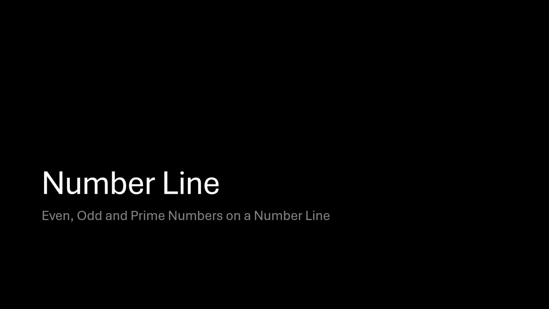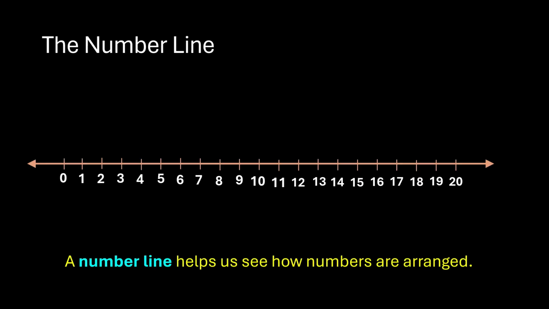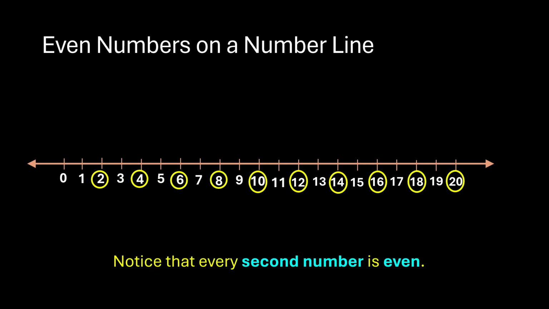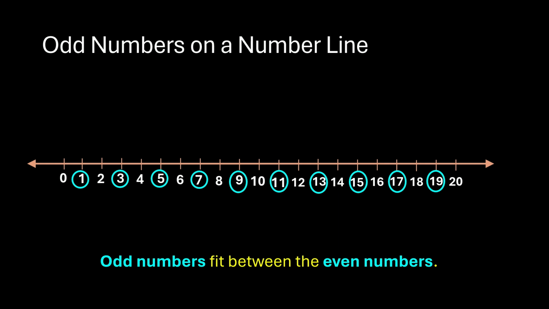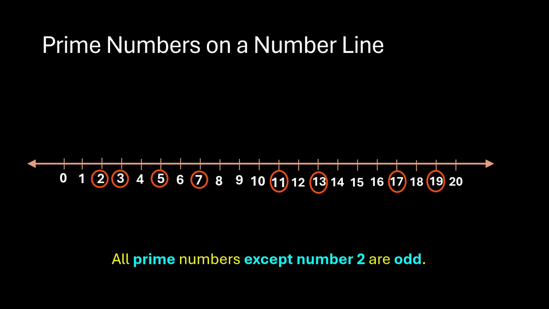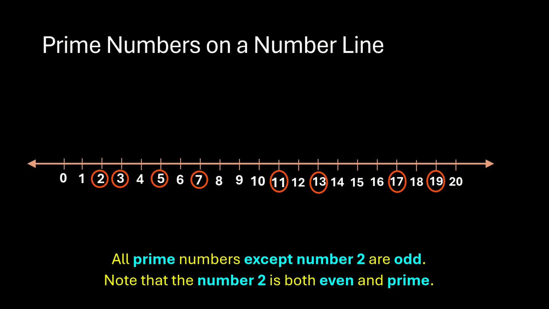We're now going to take a look at even, odd and prime numbers on a number line. A number line helps us to see how numbers are arranged. Even numbers on a number line. Notice that every second number is even, and that odd numbers fit between the even numbers. All prime numbers except the number 2 are odd. Note that the number 2 is both even and prime.